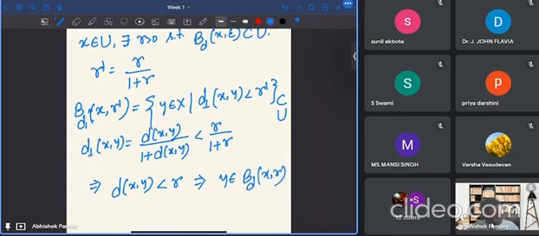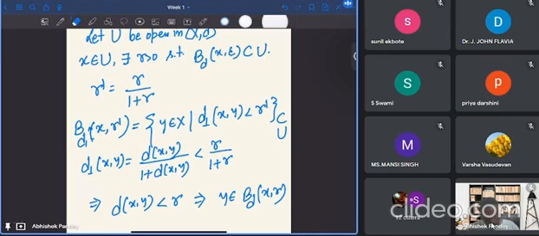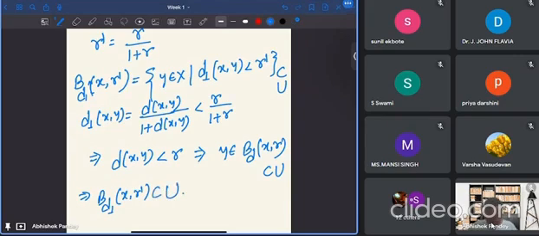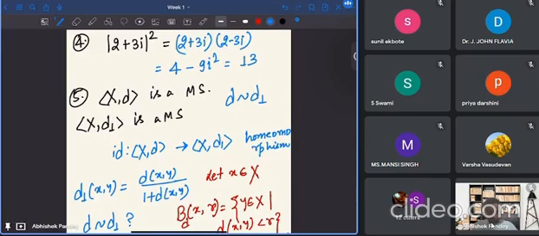So this implies y belongs to B_d(x, r), and hence this will be a subset of U. Okay, so this implies B_d1 at x with radius r dash is a subset of U. So U is open in X comma d1, and similarly you can prove for the other part. Give the proof for the other part. Okay, so this question is done.